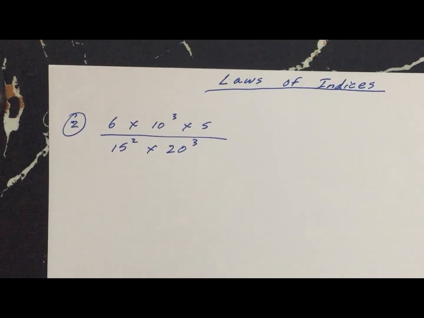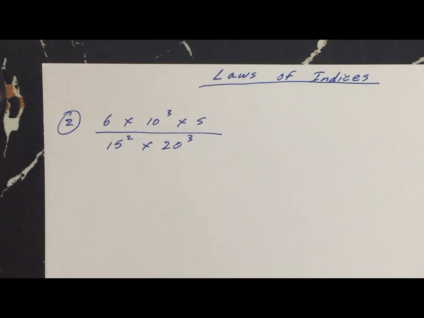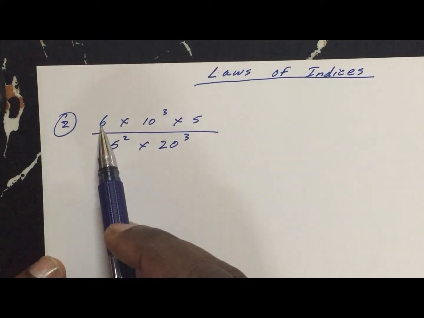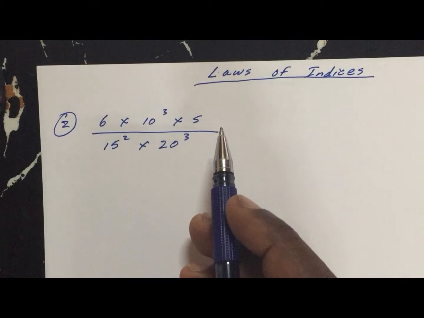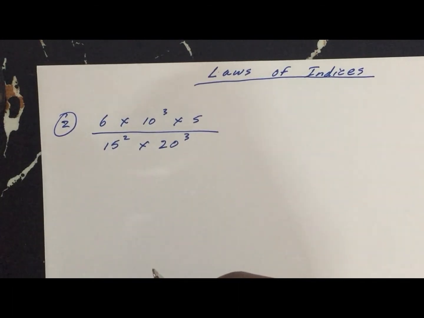Now, number 2. This one is a bit different from number 1, but once we remember our principles, they are the same. Basically, what we try to do is to break everything down to the simplest form, not troubling the powers. So we will try to break this down to the simplest form, and then apply all of our necessary rules.